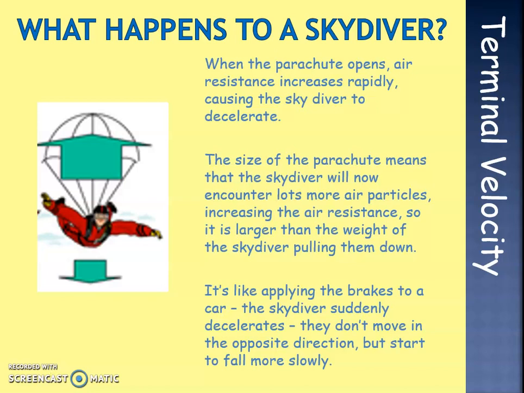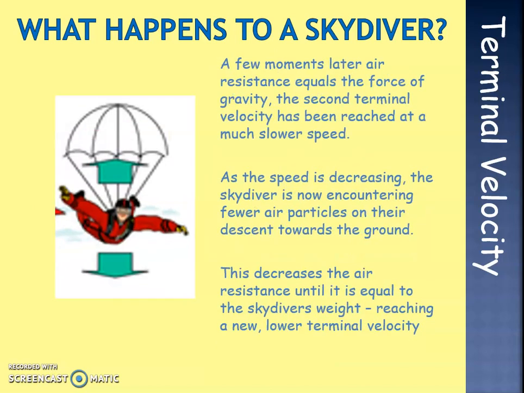They don't suddenly jump up, they just suddenly start to fall a lot slower. And that's because the air resistance force pushing up is much bigger than the force pushing down, so that decelerates the skydiver. A few moments later, air resistance equals gravity, and a second terminal velocity has been reached at a much slower speed.